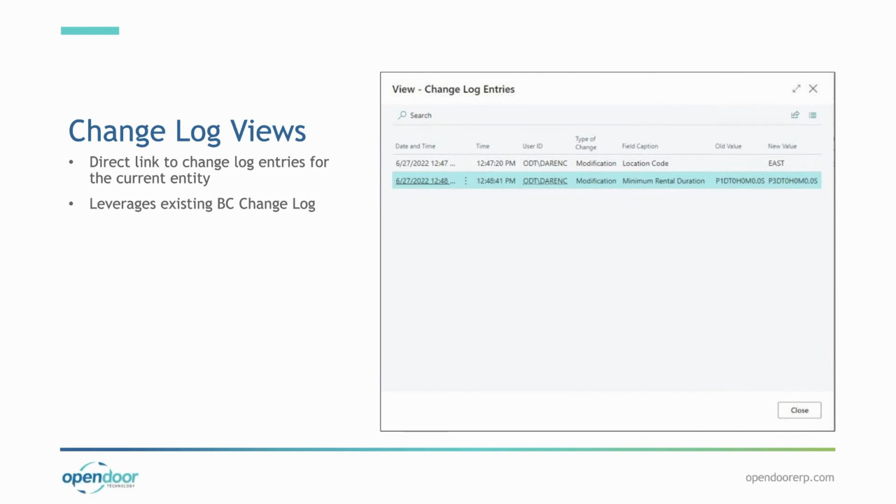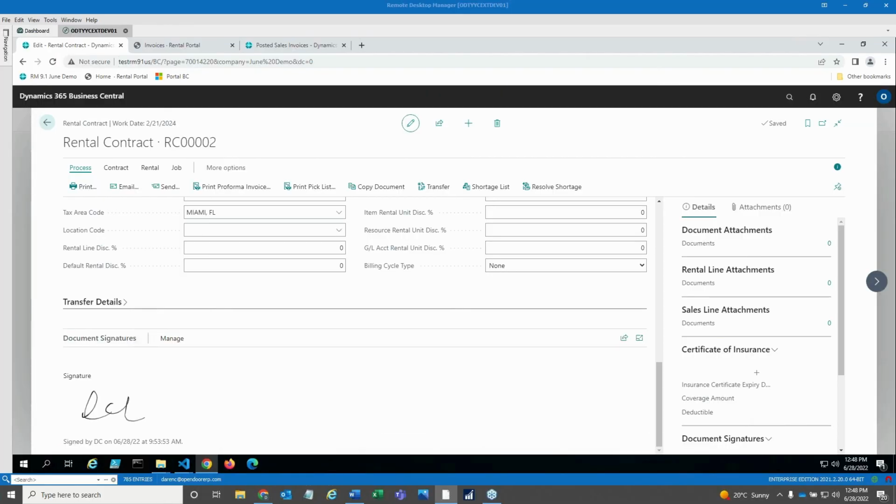Changelog views. So changelog views gives the user a direct link to the changelog entries for the current entity without having to search through thousands of records. So I don't know if you guys have used changelog before. This is leveraging standard Business Central functionality, just making it a little bit easier to use.